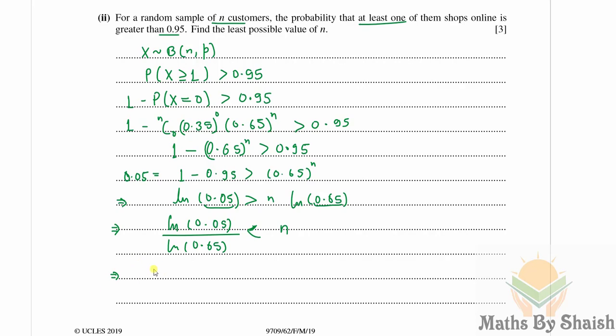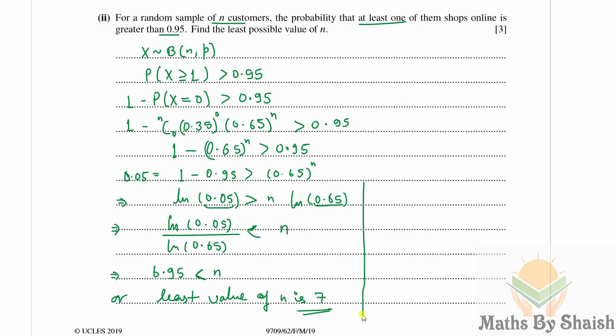It is coming 6.954 and so on. So n is greater than 6.95, so the least possible value of n is 7.